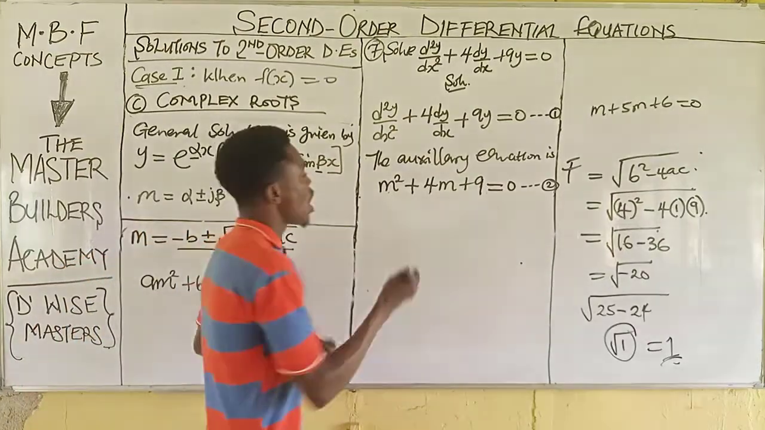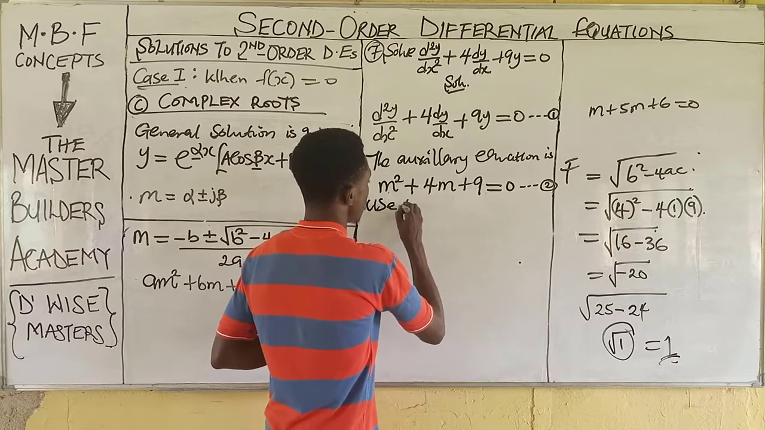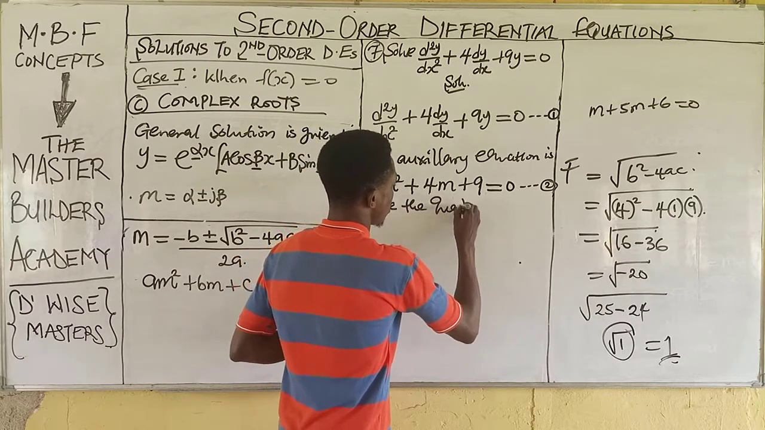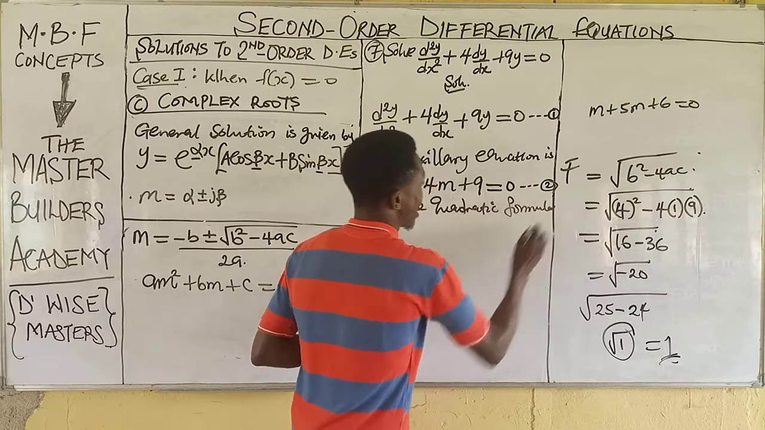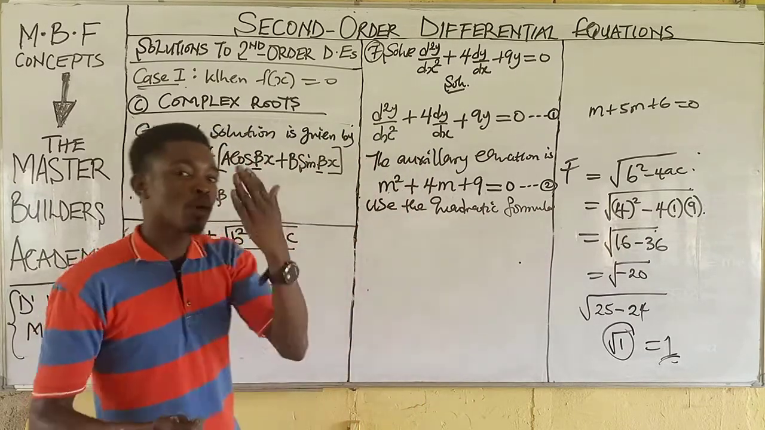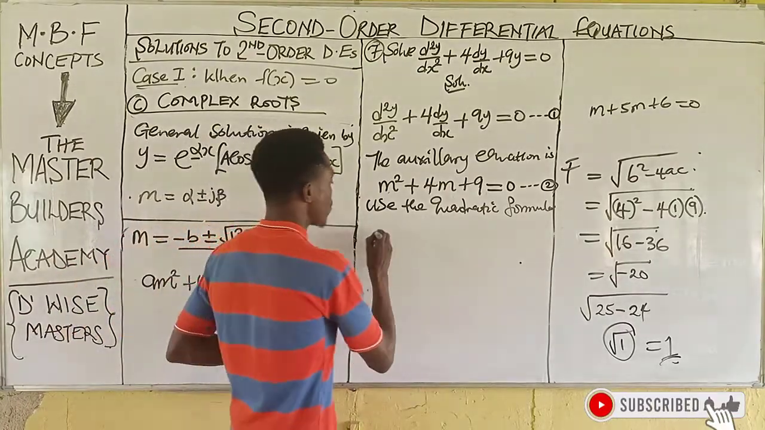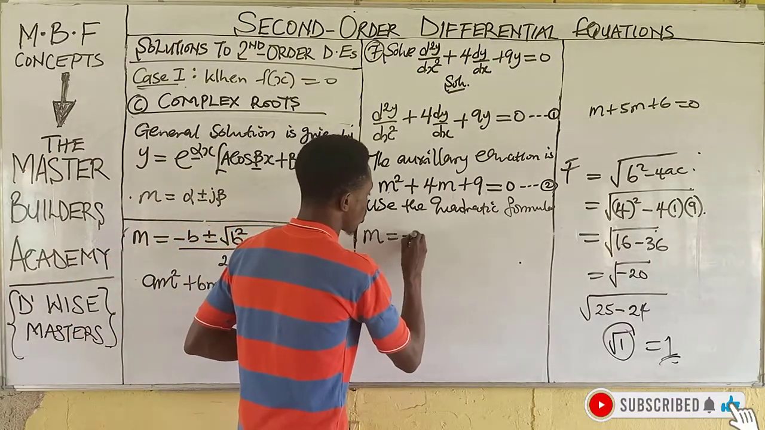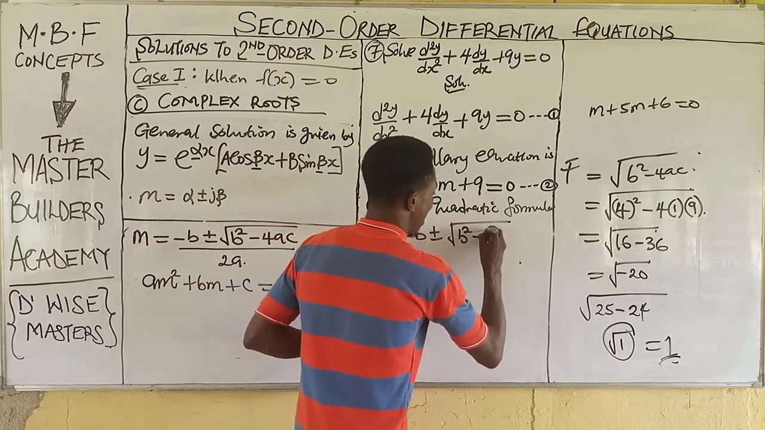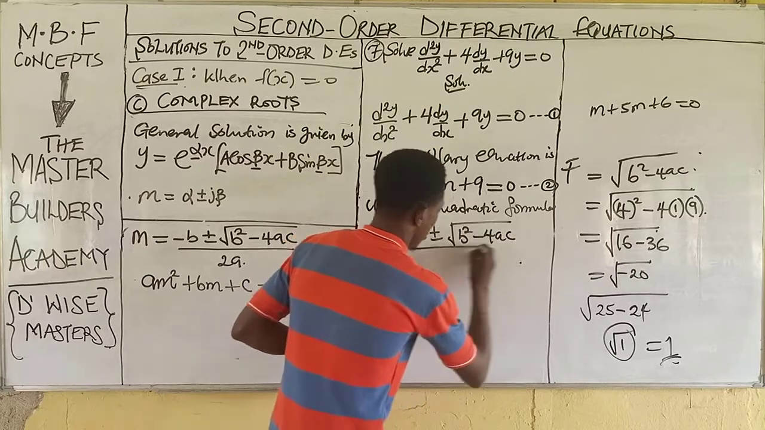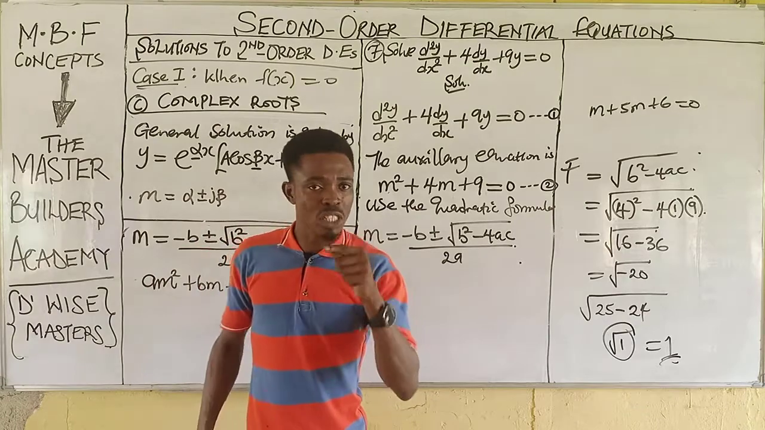Alright? Now, all we just need to do is to use the quadratic formula. And this quadratic formula, most people call it the almighty formula. Well, it's only God that is almighty. Now, we recall that m is equal to minus b plus or minus the square root of b squared minus 4ac, all over 2a.